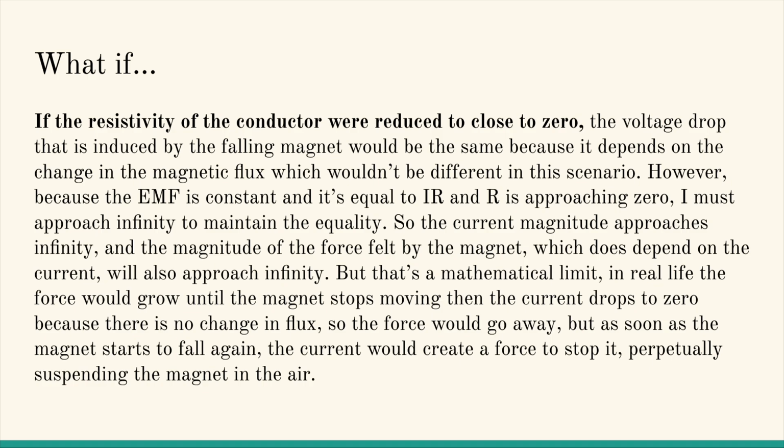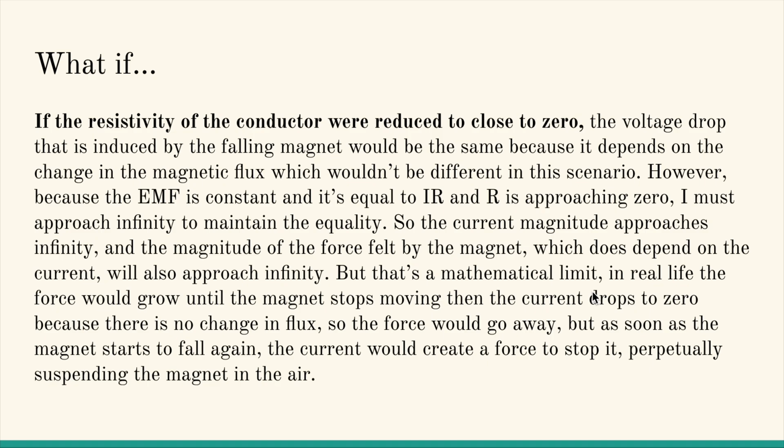If the resistivity of the conductor were reduced to close to 0, it would not change the voltage difference, because the voltage difference is determined by the change in magnetic flux, which wouldn't be changing. However, the current and resistance relationship has to be constant, because the voltage difference is constant. So as the resistance goes to 0, the current goes to infinity, and therefore the force goes to infinity because the force is scaled by the current.